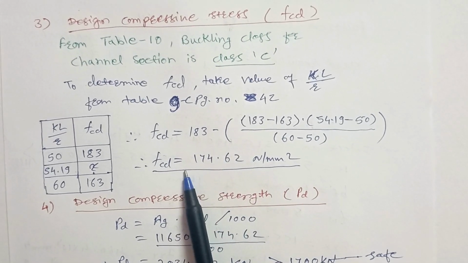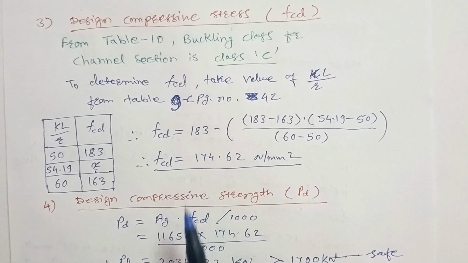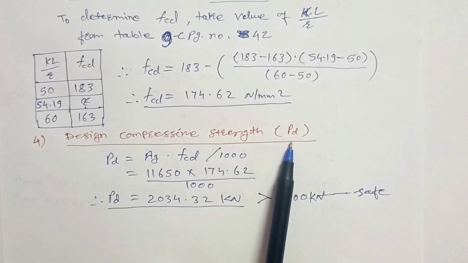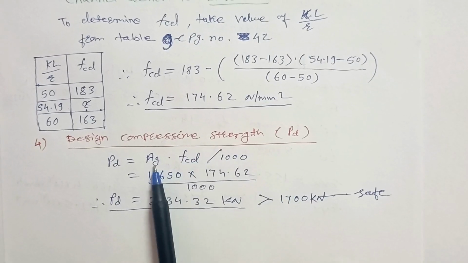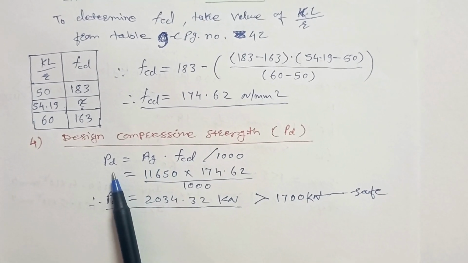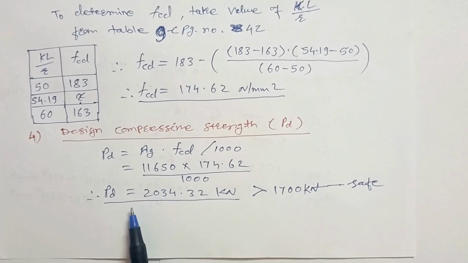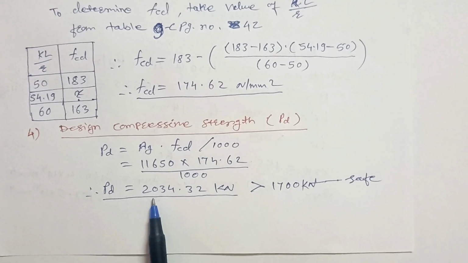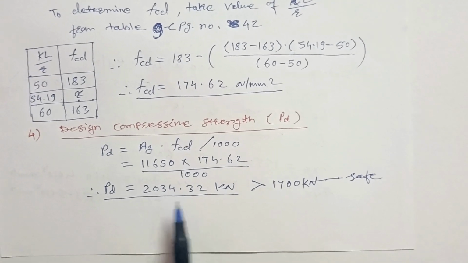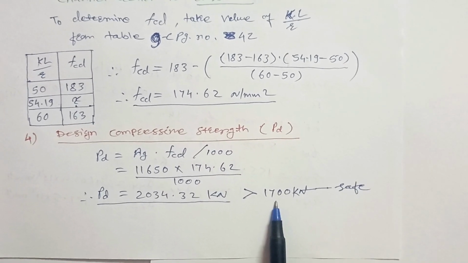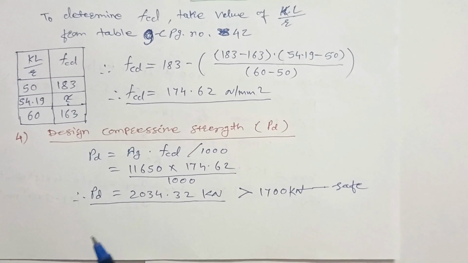So by using this FCD we can calculate the actual design compressive strength, that is PD, by using gross area. This is the formula: PD equals AG into FCD divided by 1000. It is calculated as 2034 kilonewton, which is greater than our factored load, that is 1700. So we can say it is a safe channel.